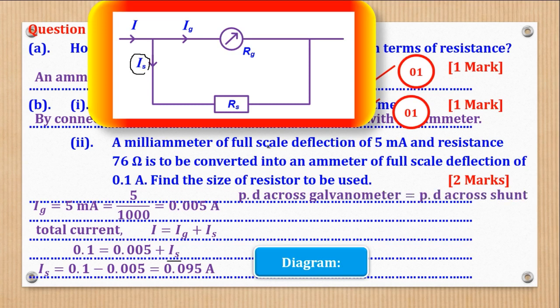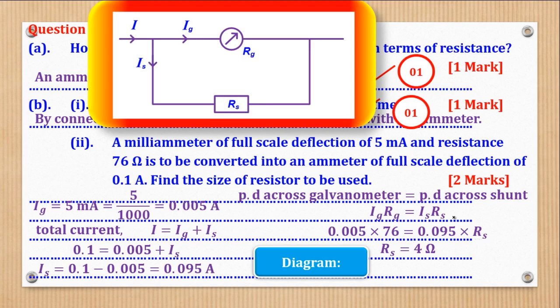So now that I've got the current through the shunt resistor, I can go ahead and remember that since they're in parallel, the PD across the galvanometer or milliammeter is equal to the PD across the shunt resistor. So the PD across the galvanometer is IgRg, and the PD across the shunt is IsRs. Now when I substitute, I'll come up with that step, and you can see that I have Rs as the unknown. When I make Rs the subject, I'll come up with Rs as 4 ohms. So basically that's the size of the resistor which has to be used.